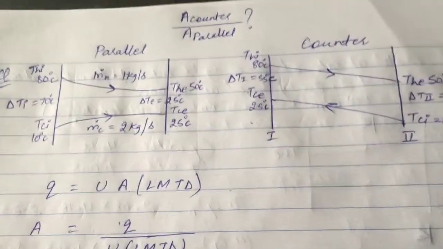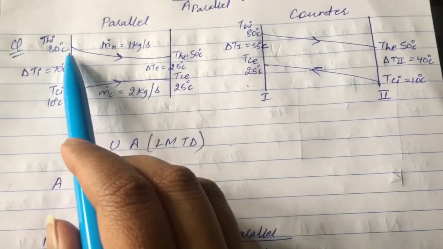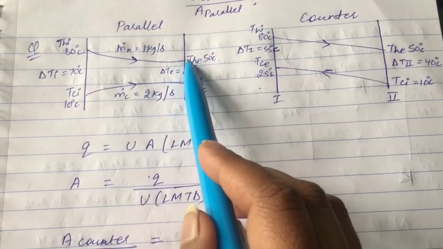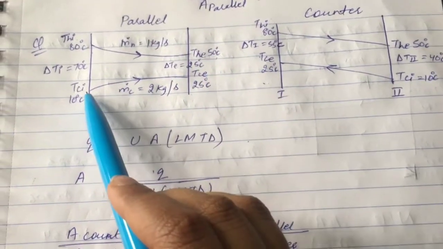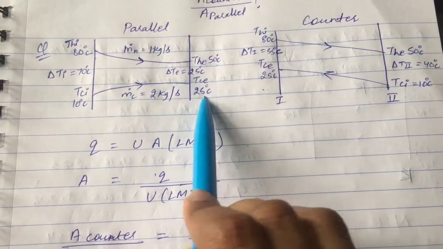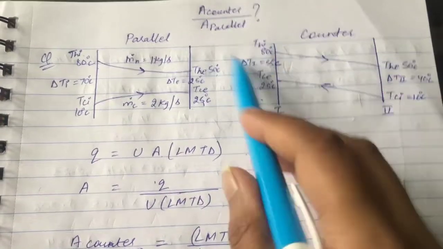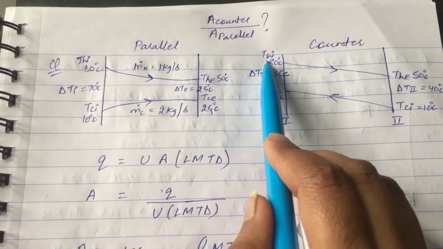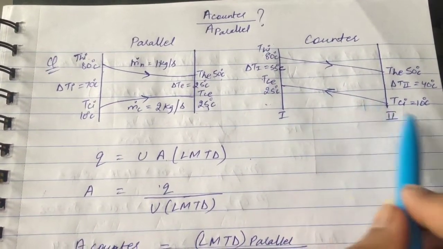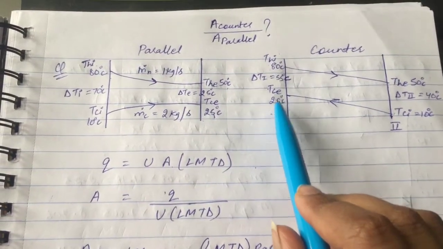So in this diagram we can see parallel flow. For parallel flow, the inlet of hot fluid is 80 degrees Celsius and its exit is 50 degrees Celsius. And for cold fluid, the inlet is 10 degrees Celsius and the outlet is 25 degrees Celsius. In counter flow, the temperatures are the same, but the flow is in different directions. So inlet of hot is 80, outlet of hot is 50, and cold is entering from this side. So inlet of cold is 10, outlet of cold is 25.